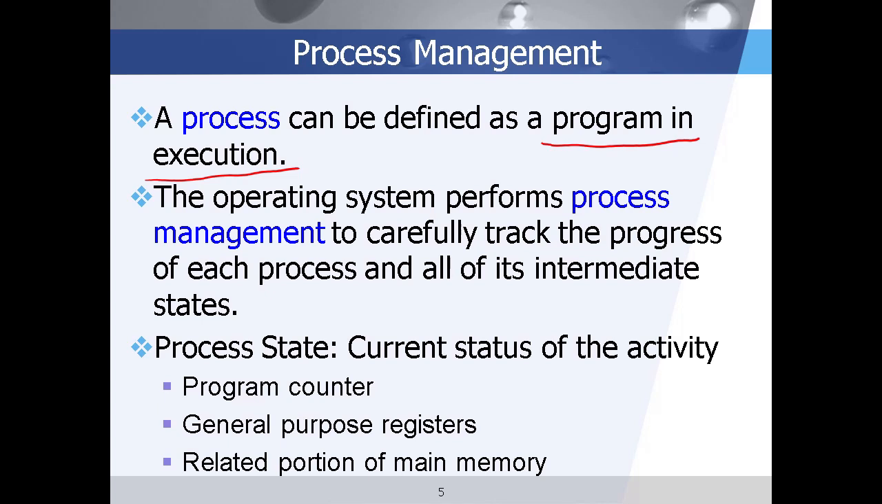The operating system performs process management to carefully track the progress of each process and all of its intermediate states. A process has different states. The state of the process can be defined by the program counter, the general purpose registers, and the related portion of the main memory. So each process mainly includes these three parts.